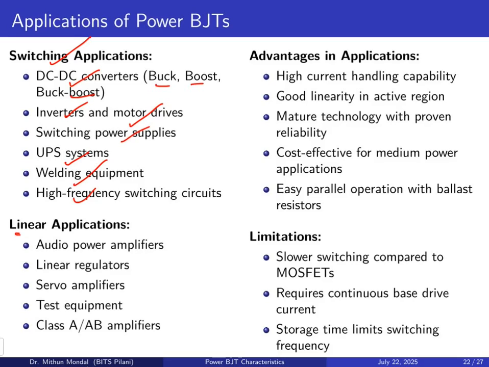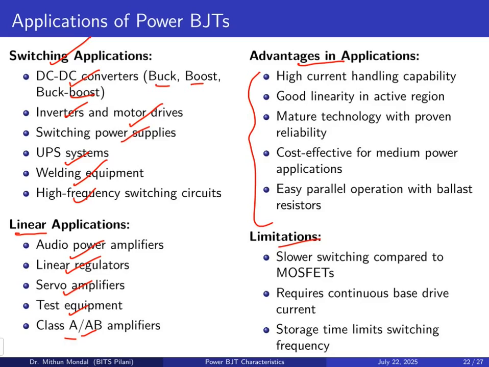There are applications in the linear mode where you have audio power amplifier, linear regulators, servo amplifiers, test equipment, and the amplifiers in the class A and AB amplifiers. So all these things we have already discussed, how the BJT are used for the class A, class AB amplifiers, we have discussed in very detail. Some of the advantages in using these applications and some of the limitations also we need to discuss.